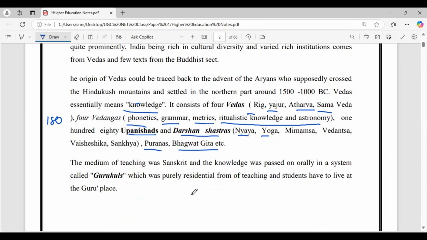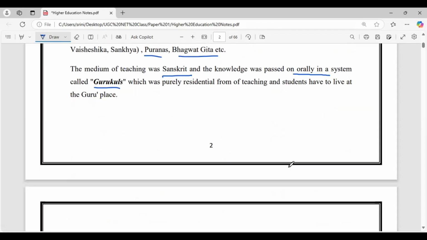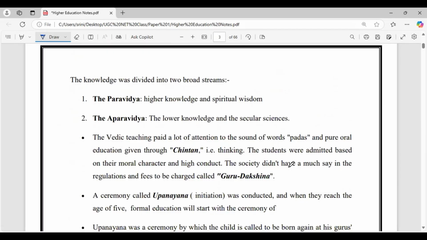The medium of teaching was Sanskrit. The knowledge was passed on orally in a system called Gurukuls, which was a purely residential form of teaching, and students had to live at the Guru's place. The knowledge was divided into two broad streams: the Paravidya, which is higher knowledge and spiritual wisdom, and the Aparavidya, the lower-level knowledge and the secular sciences. It is divided into two sections, Paravidya and Aparavidya.